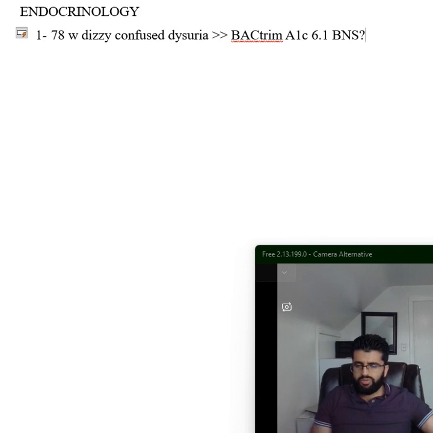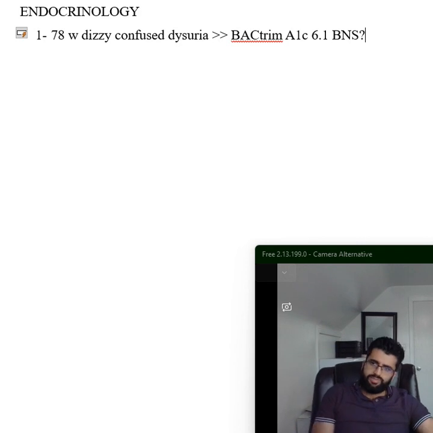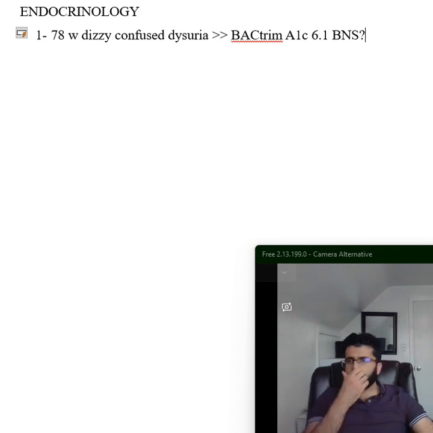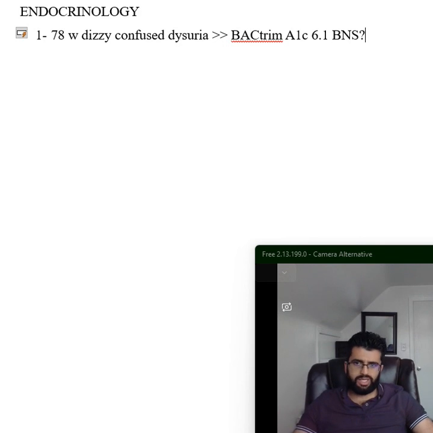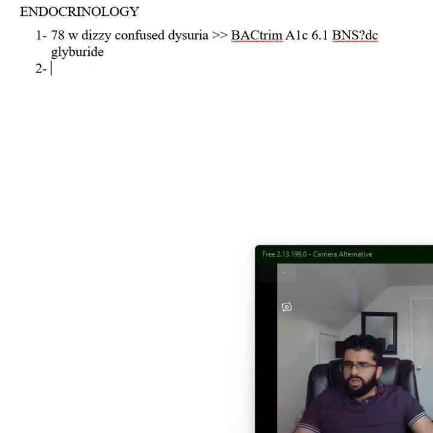This is very common for the boards. So with this one, you want to limit the hypoglycemic agents that they want you to know. If the patient is on glyburide, you want to discontinue glyburide. So the patient is on a bunch of medications including glyburide, the answer is discontinue glyburide, okay? The sulfonylurea in elderly and CKD patients, try to avoid them because they cause hypoglycemia. That's the idea of this question.